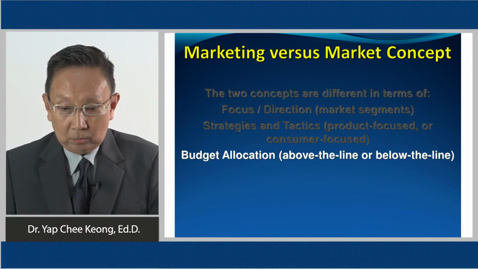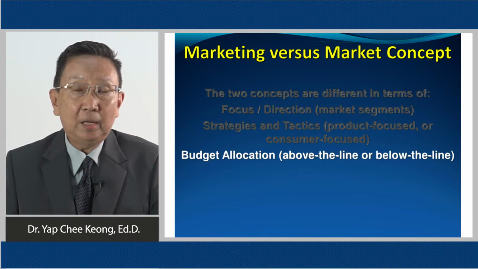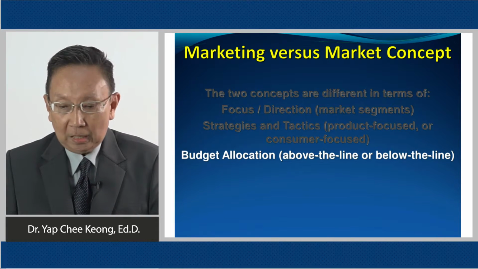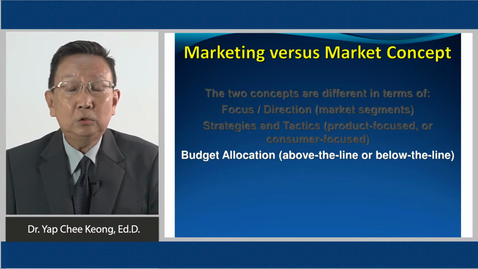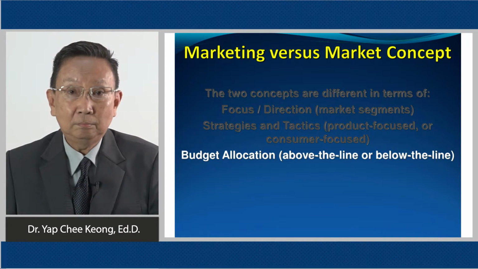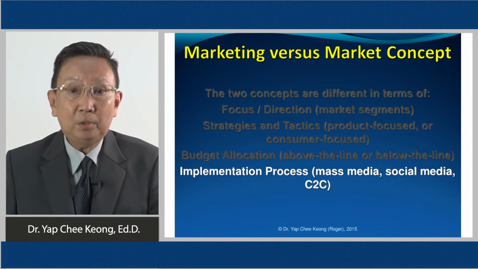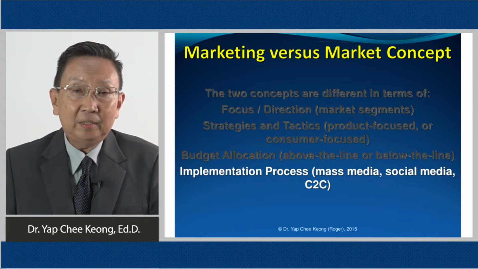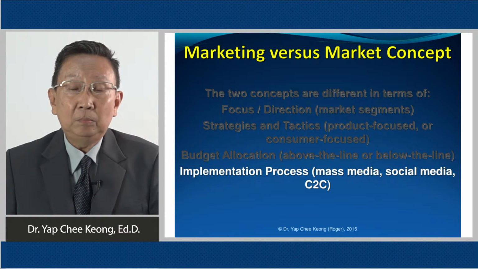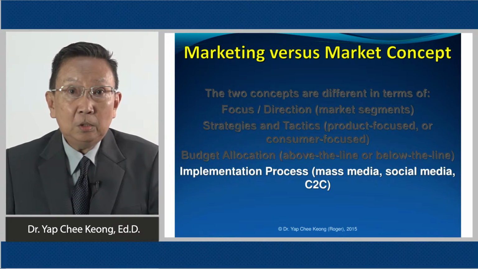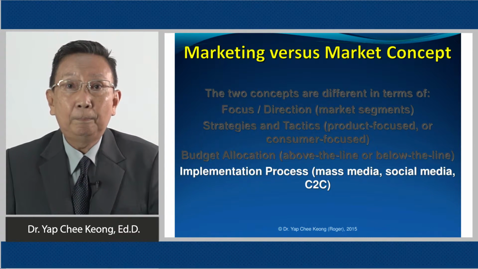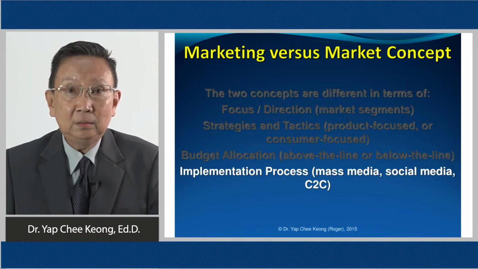Budget allocation. What is above the line and what is below the line? Above the line is basically mass media advertising, through TV commercials, newspaper advertisements, billboards. While below the line is more towards sales promotion, social media, publicity, public relations, personal selling. Implementation process. Marketing concept, again, focuses on the mass media, whereby the company or the advertiser has to pay for the advertisements in a newspaper or TV commercial. While market concept is to focus on social media, as well as consumer to consumer, such as direct selling, getting consumers to sell to their friends.